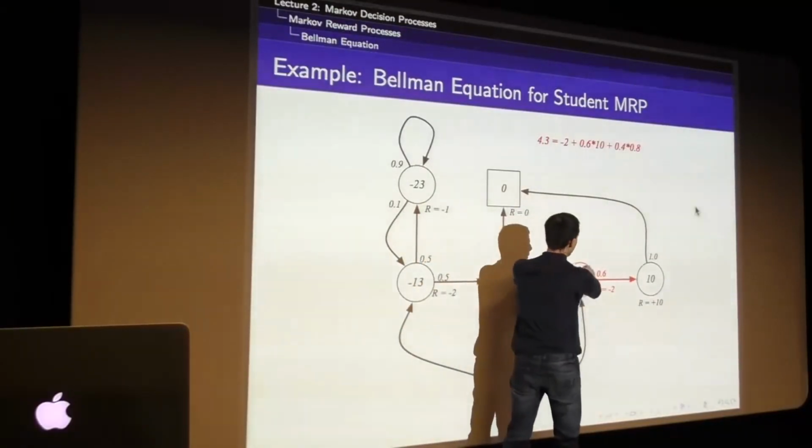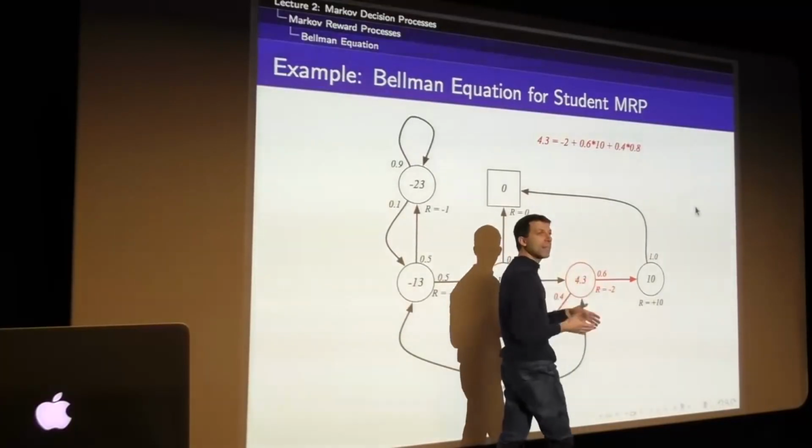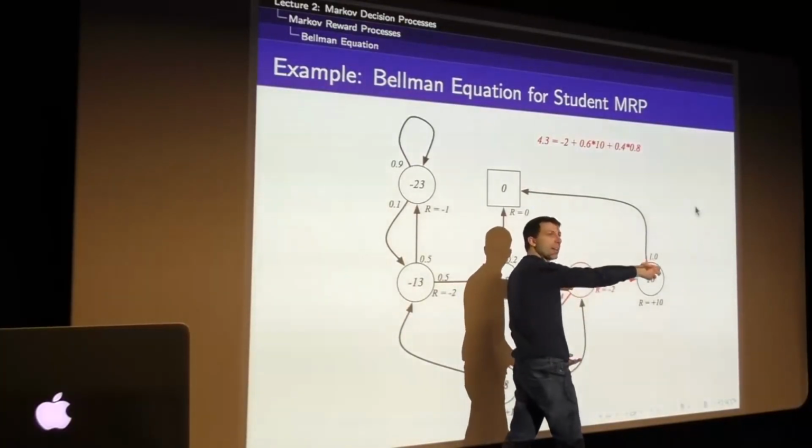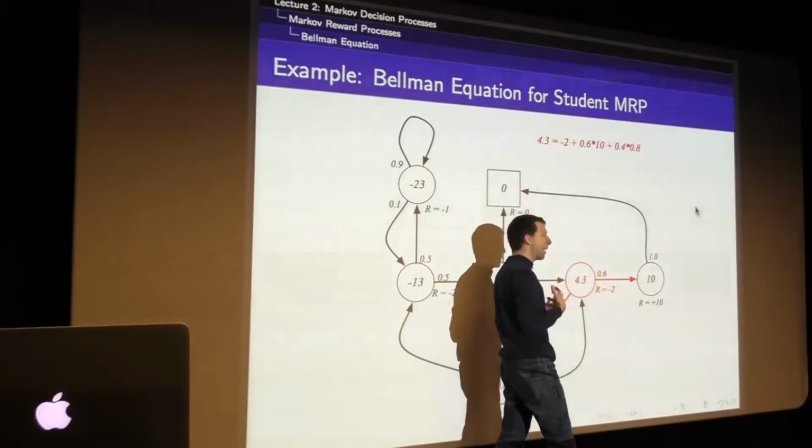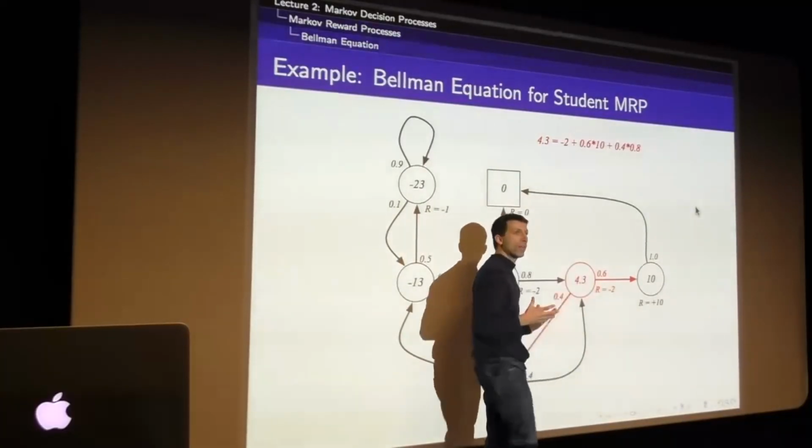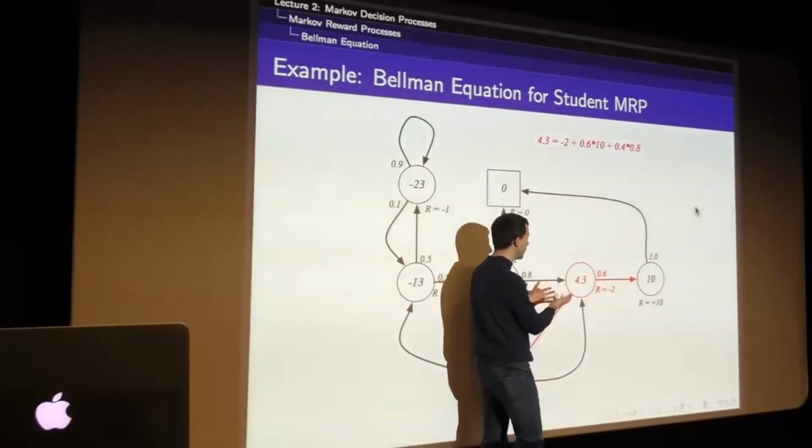We can say, okay, well, if this value function is 4.3, it should really be equal to doing a one-step look ahead, averaging over all the things which might happen next, and then ending up back here again. Okay, so let's see if that's really true.